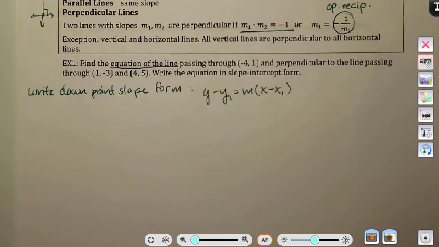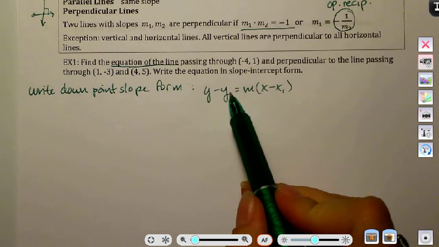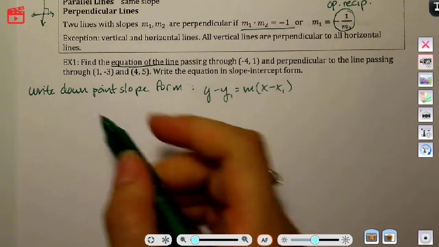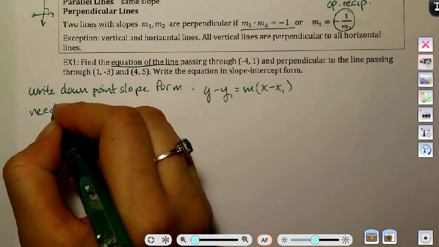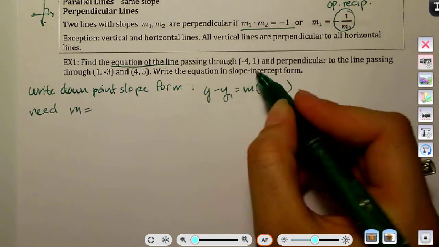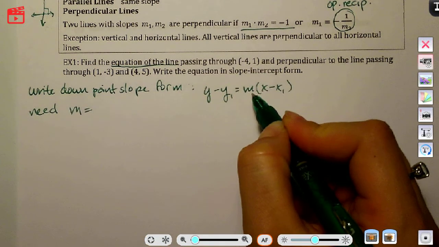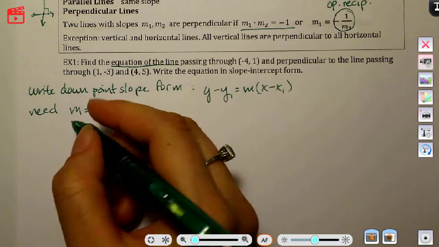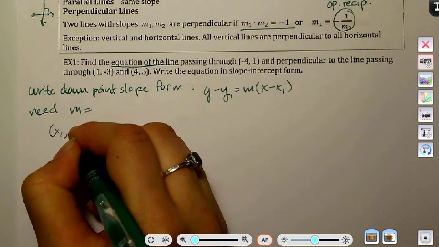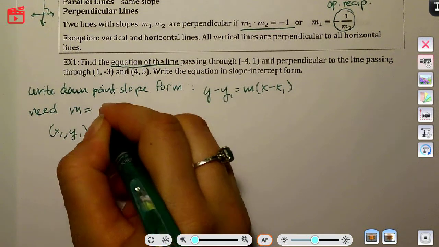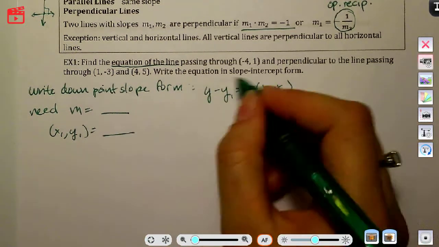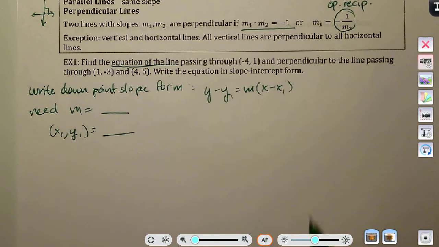And then I have to ask myself, what do I need to fill this out? Well, I need my slope, that guy right there, and then I need a point, x1 and y1. Okay, I need these two things and I can fill it out. Let's see what I'm given.